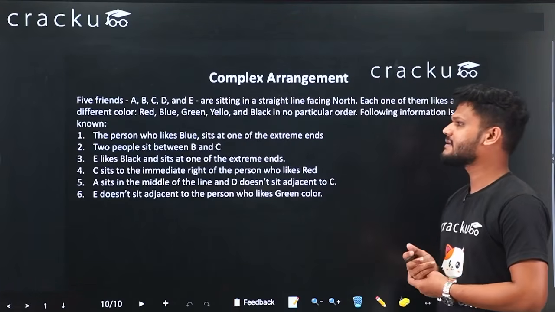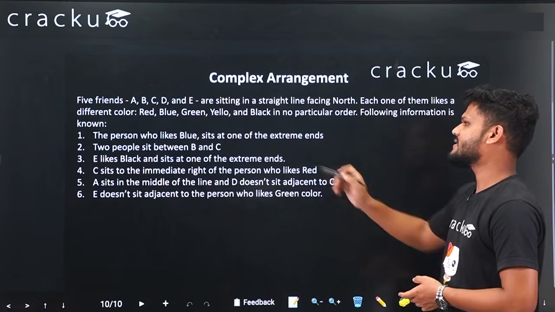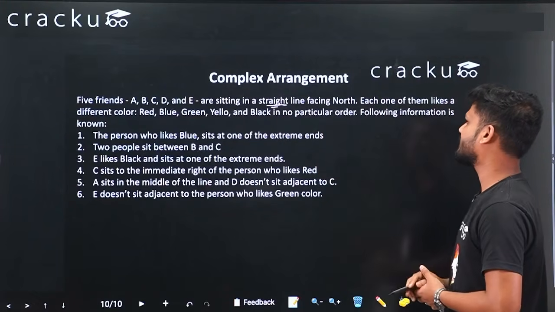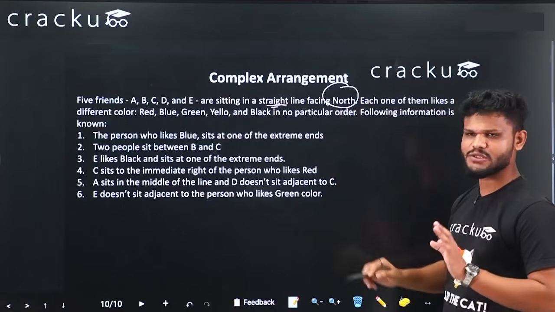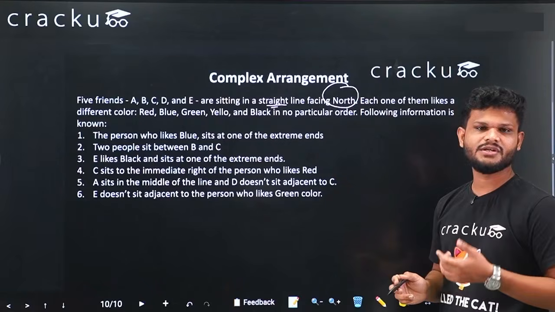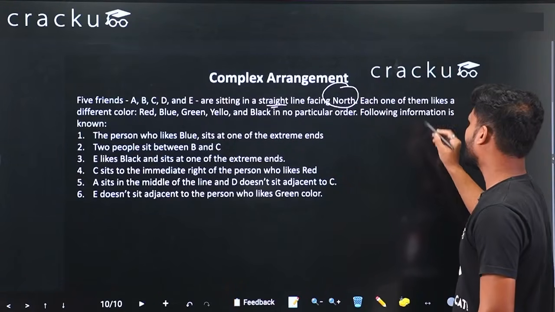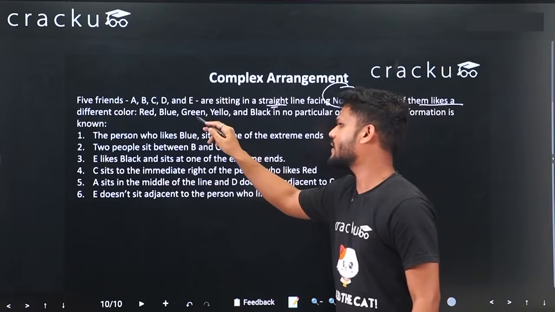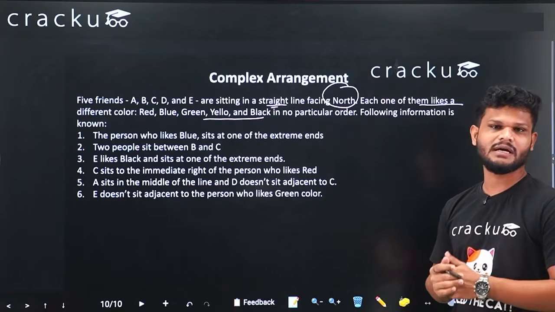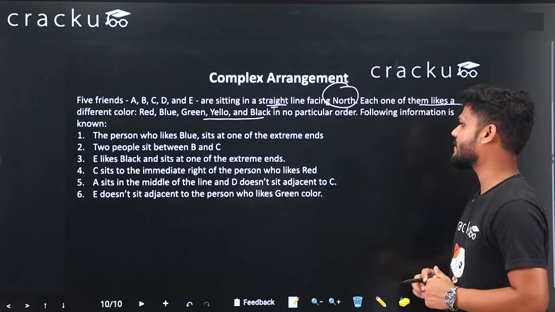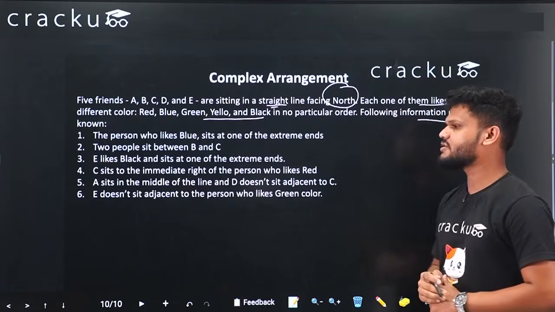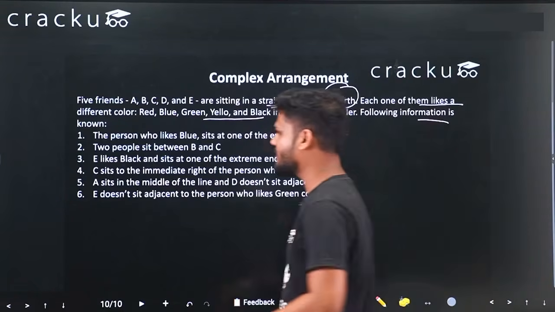So this says A, B, C, D, E are sitting in a straight line, so it is an arrangement set, and facing north. Now direction is also mentioned here. If it wouldn't be mentioned, we would still assume it is north. Each one of them likes a color. So now an attribute is there. What is that attribute? Color attribute. So it is a complex arrangement. Following information is known. Now we know some information.